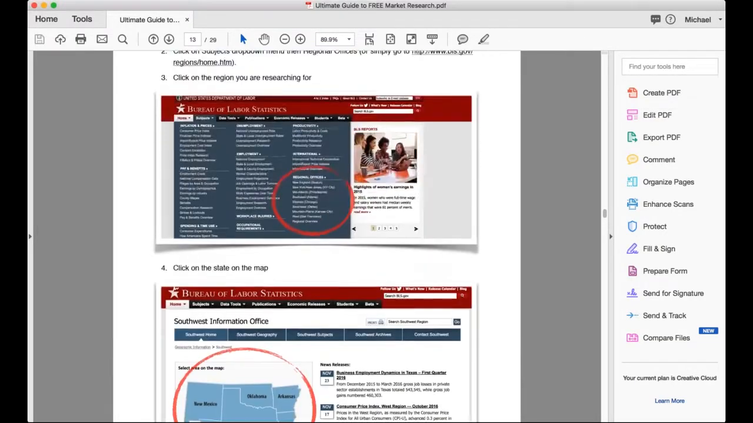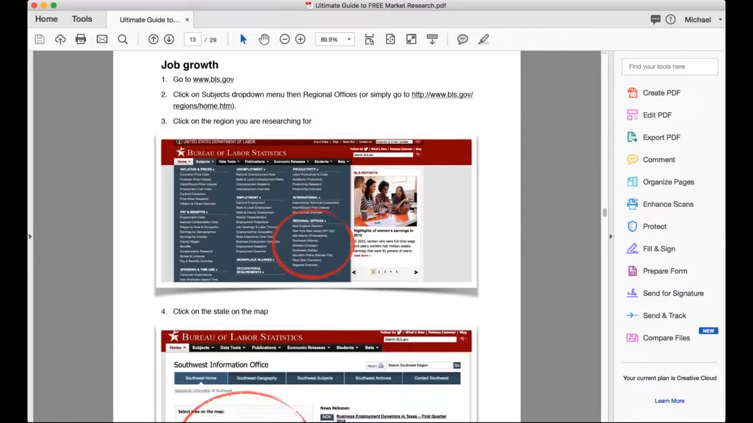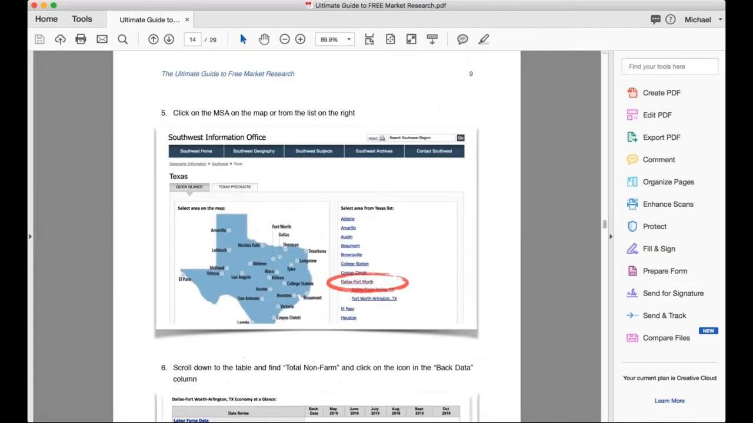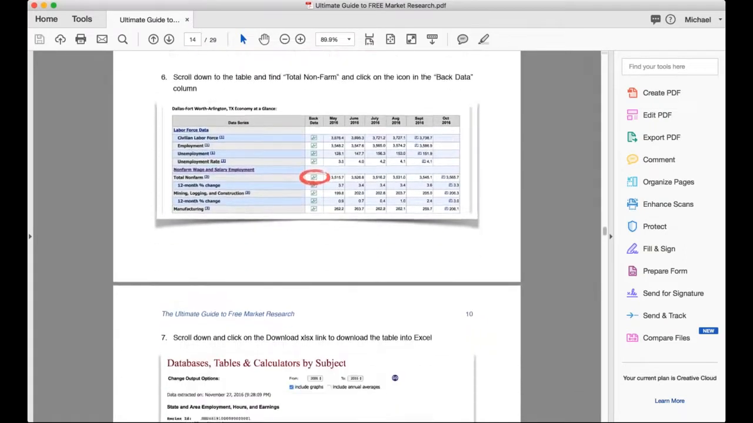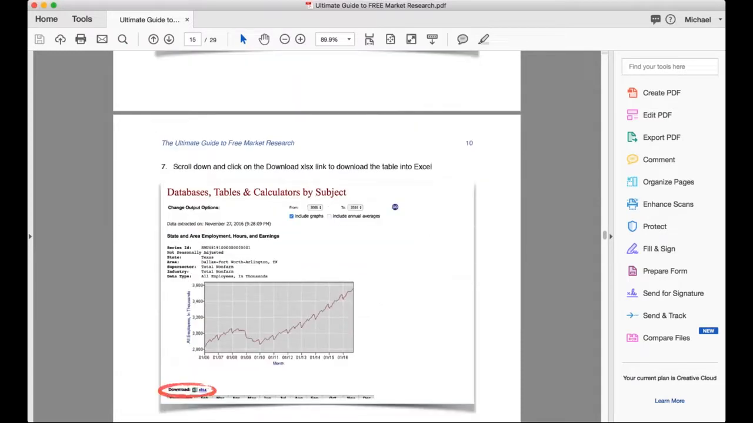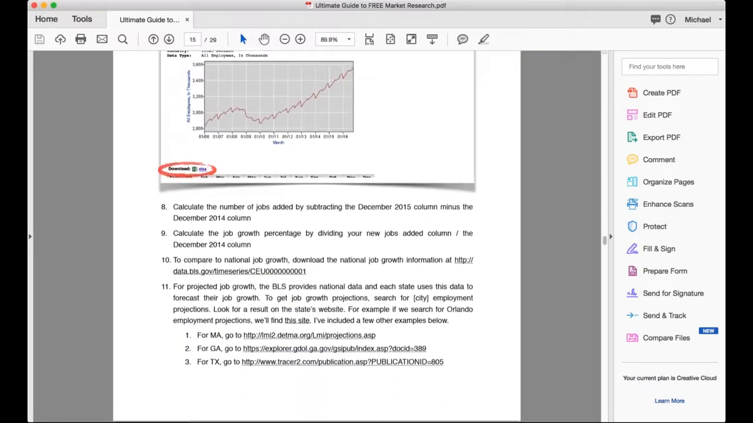Now, I have not tested every single market. Selfishly, I've only used it for the markets that I want to invest in. So if you're having a hard time finding it in your market, let me know. I'm happy to try and help you figure it out. As we go down, the next few pages are literally step by step. I tell you exactly what to click on and what links to go to, all through this, with detailed instructions.